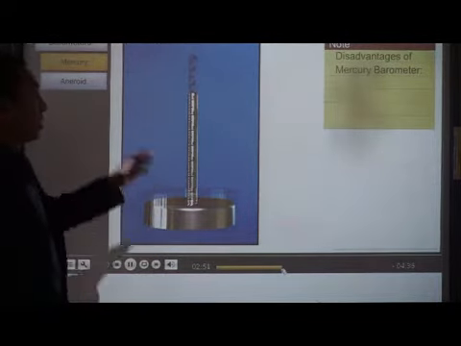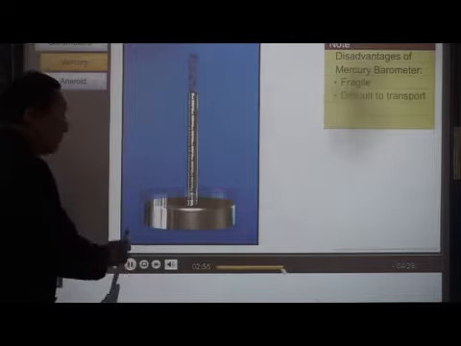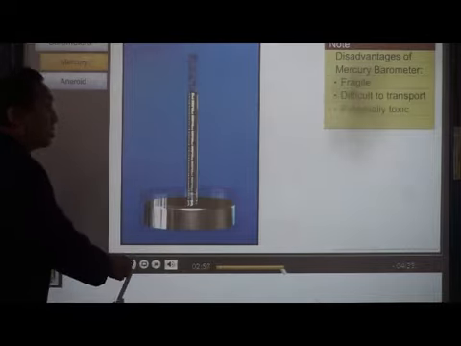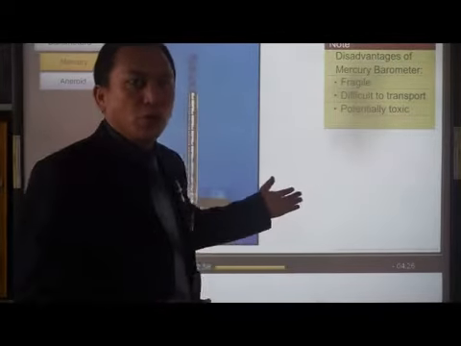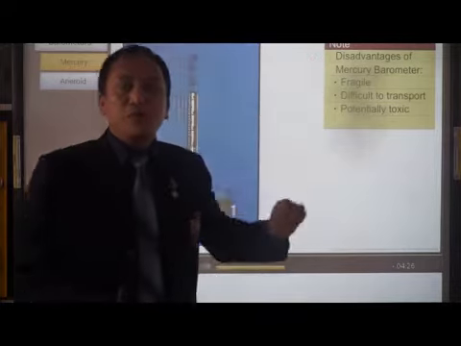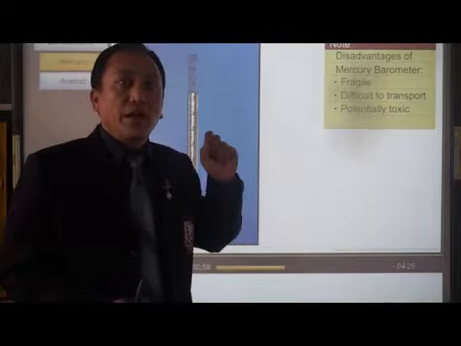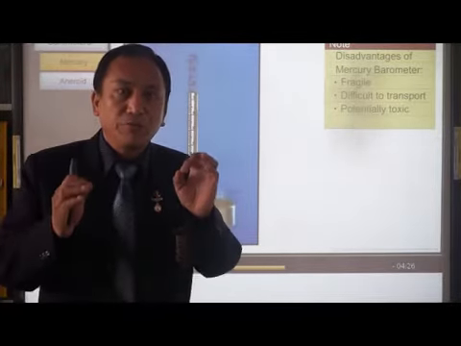And now let's see. I told you this Mercury Barometer is a very accurate barometer, but then what happens is, this barometer is not used always. The reason why it's not used always is because of some disadvantages. The Mercury Barometer is not used as much as the Aneroid Barometer. And why is that? Dear students, there are some difficulties.